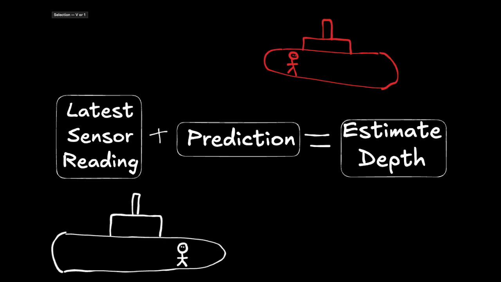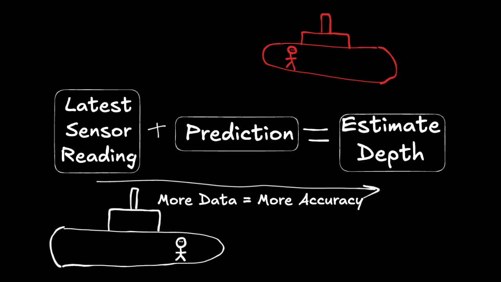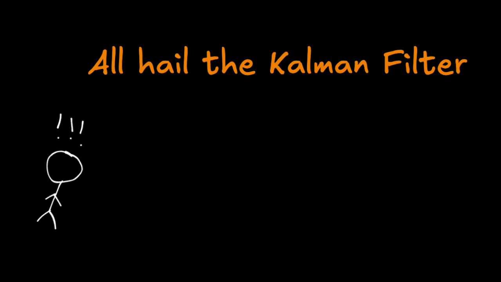This is exactly what the Kalman filter is designed to do. By combining predictions of where we should be with the latest sensor readings, it allows us to arrive at the best possible estimate of our submarine's depth, improving as more data comes in. Let's now break this down step by step and apply the Kalman filter to our submarine's depth estimation problem.